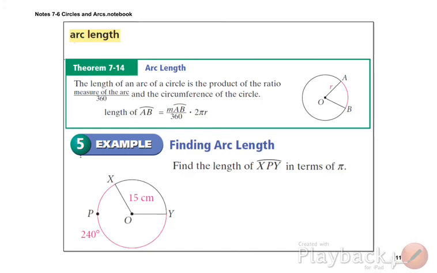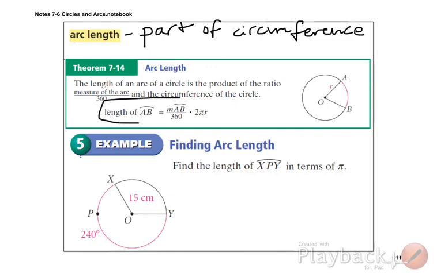Okay, next let's talk about arc length. Arc length is just simply part of the circumference. So to find the measure of an arc, you use the central angle. To find the length of an arc, we're going to have to use this formula right here. We're going to take the measure of the arc we're dealing with, divide it by 360, and multiply it by 2 pi r, which is the circumference.